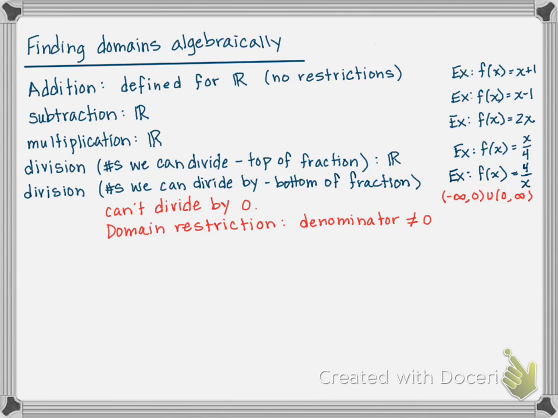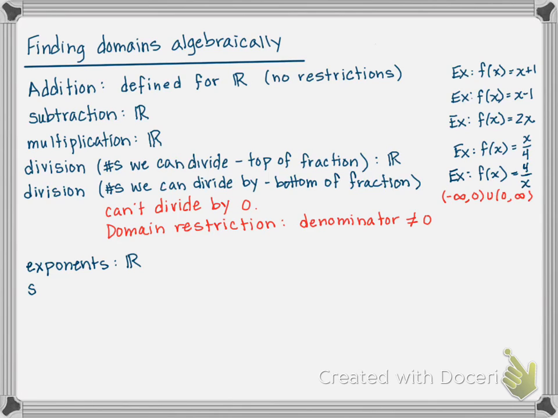So next thing, exponents. Well, they're kind of boring. It's just all real numbers again. Because exponents are just repeated multiplication. So if there's no restrictions on numbers that you can multiply, then there's no restrictions on numbers that you can raise to a power.